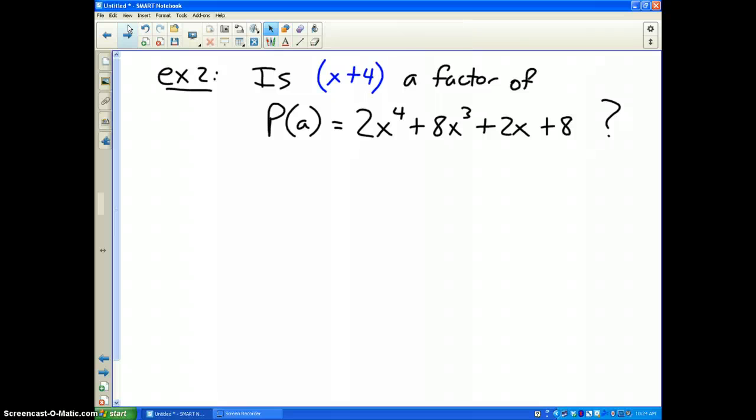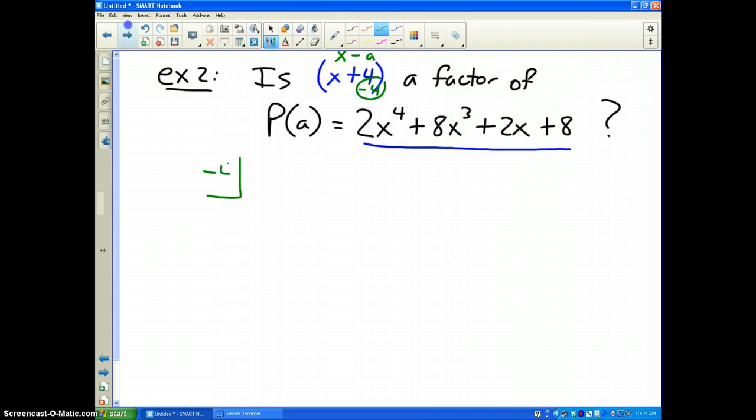Example 2. If you understand it, try this. Is x plus 4 a factor of this polynomial? Well, first thing I need my a value. Remember, it's opposite. It's x minus a, so my a value is actually negative 4. So that's what goes in the box. Now, I also have to fill in any missing zeros. I have a 2, and then that's the 4th power. Third, I have an 8, but I'm missing the x squared term. It's not there, so I have to fill in a 0, and then a 2, and then the final 8.